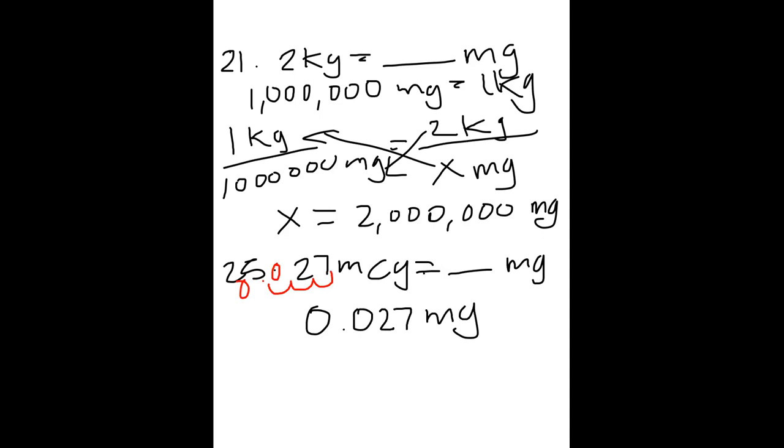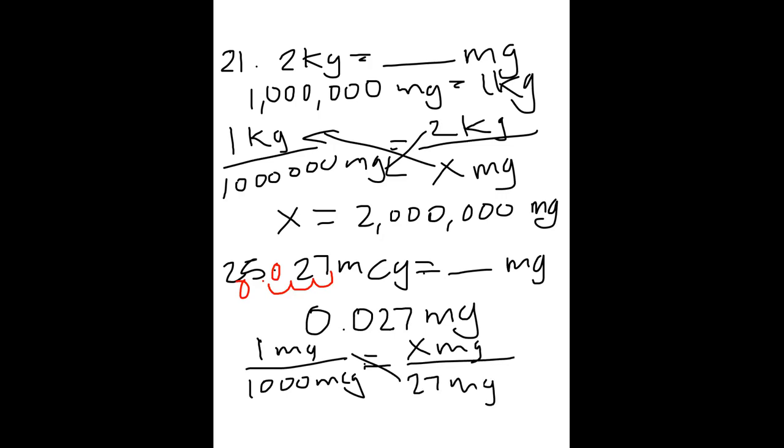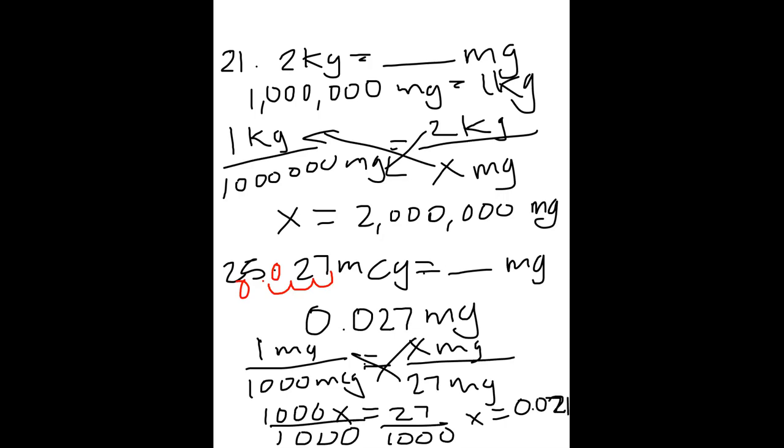So that would give us our answer of 0.027 milligrams. If you want to use the ratio and proportion method, we know that 1 milligram is equal to 1,000 micrograms. And so we have X milligrams over 27 micrograms. Cross multiply: 1,000 x equals 27, divided by 1,000. So that gives us x equals 0.027. Okay.